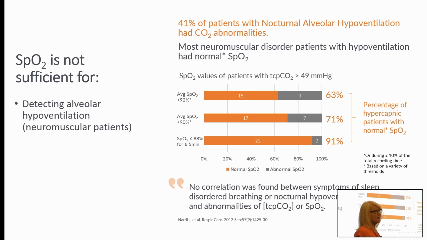In this study, they also found that there was no correlation between sleep-disordered breathing and CO2 abnormalities. So they learned that they can't rely on the oxygen saturation to let them know about high CO2, and they also learned that they can't rely on just looking at the patient and seeing that they have sleep-disordered breathing to let them know if their CO2 was high.